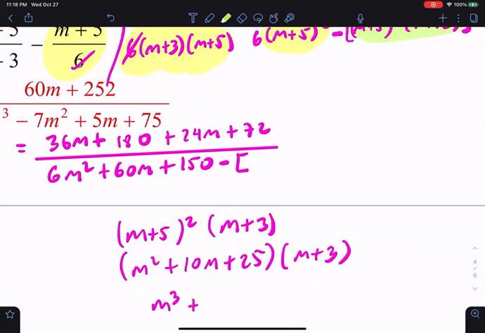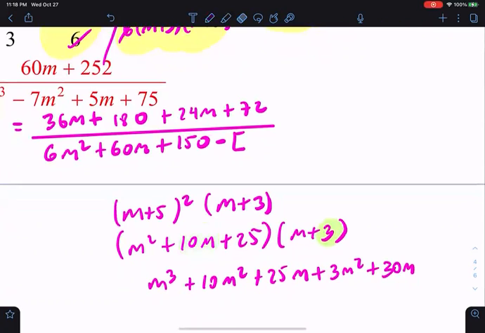Then we do this times this, that's 10m squared. Then I do this times this, that's just 25m. Now we start with the other one, right? The 3. So we do this times this, that's 3m squared. Then we do times this, that's gonna be 30m.